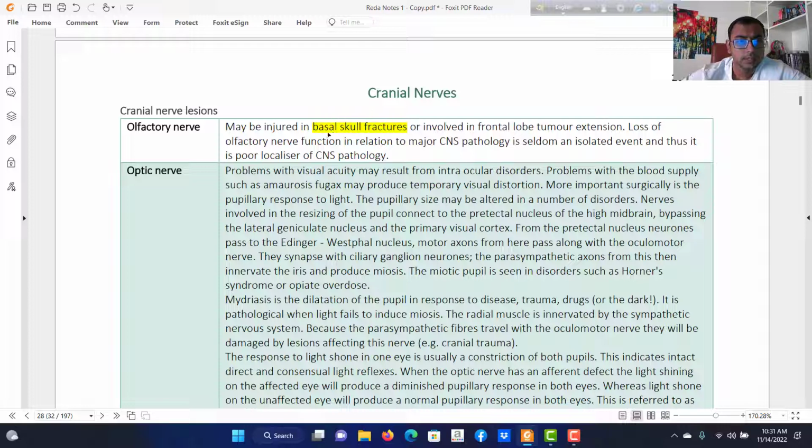Because of the basal skull fracture, usually the olfactory nerve is injured. It involves a frontal lobe tumor extension, loss of olfactory nerve function, major CNS pathology, seldom pathology. So it is an important thing that a basal skull fracture is the cause of olfactory nerve damage.